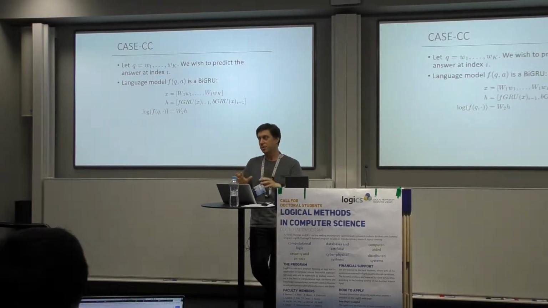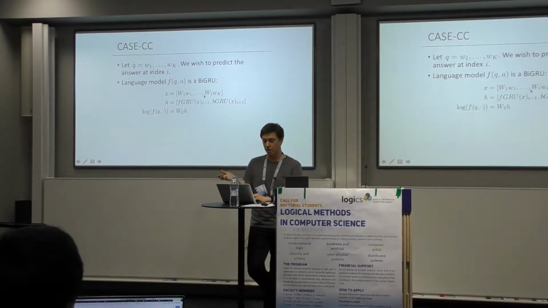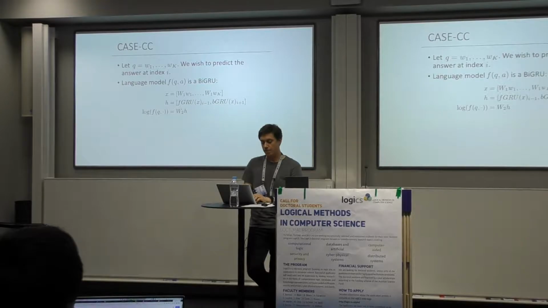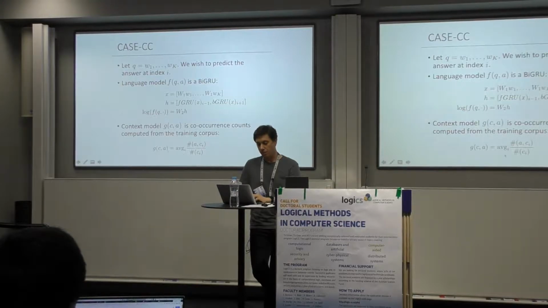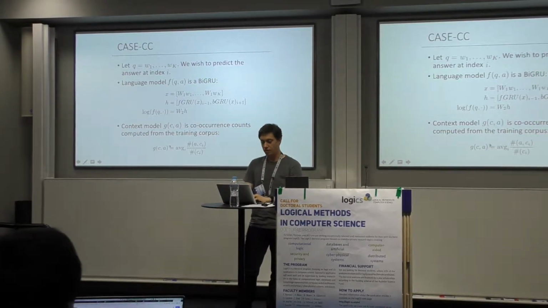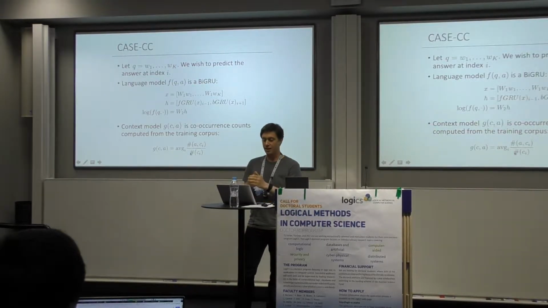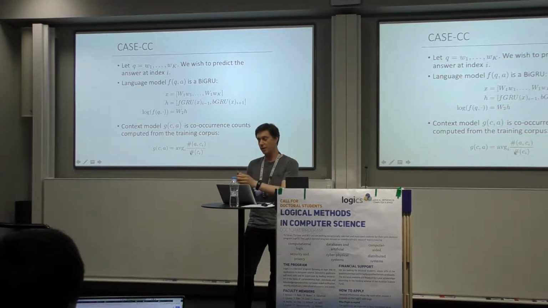And then explicitly, how do we instantiate this model? For the language model, we use a BiGRU, which is the same as was run on the baseline. BiGRU means bidirectional GRU. And then for the context entity model, we do the simplest thing possible. On the training corpus, the background corpus, we just compute the fraction of times that an answer co-occurs with a given context entity. And if C is a set of context entities, we average over them.